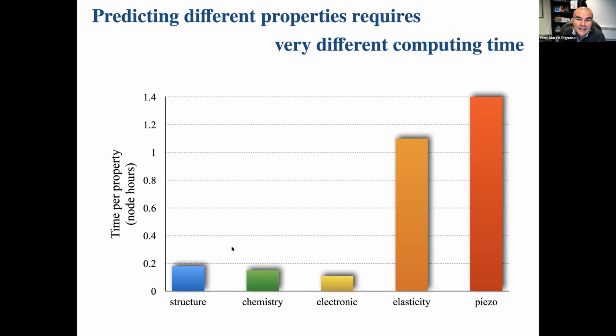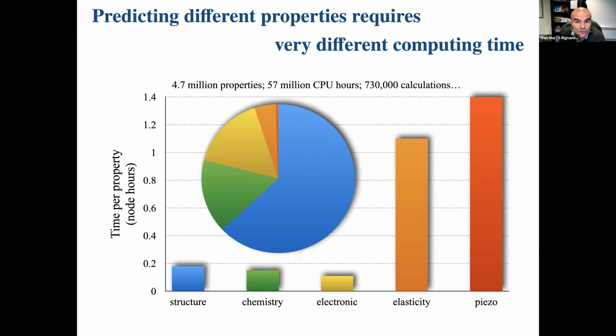If you go to different properties such as elasticity, piezoelectricity, you see that these are properties that are more complex to compute, and so the computational time is much bigger. So it's no surprise that when you look at the amount of data that is available in the different databases, most of the information is about the structure, the chemistry, the electronic properties, and a tiny fraction of the available information is about those more complex properties.